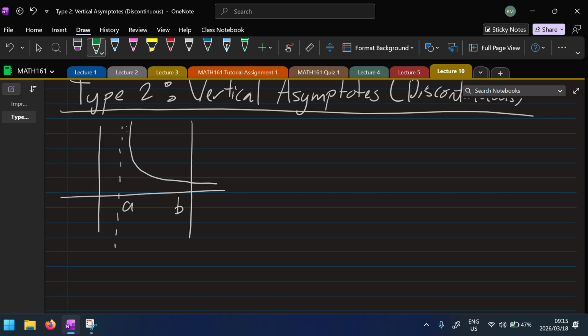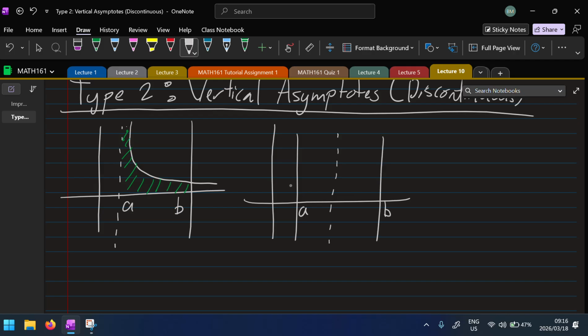Okay, so we want this area here from A to B, but there's an asymptote at A. Okay. Or it could be something like this. So again, we're going from A to B, and there's an asymptote somewhere in between. Okay. Or the asymptote can be at B.